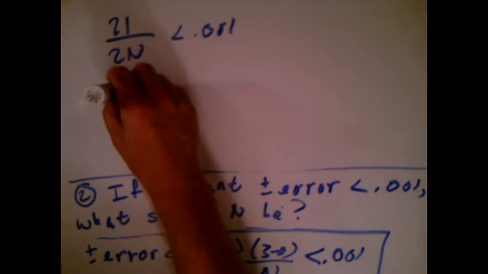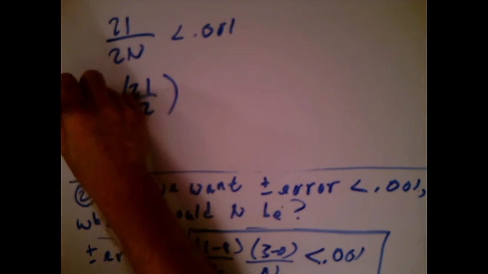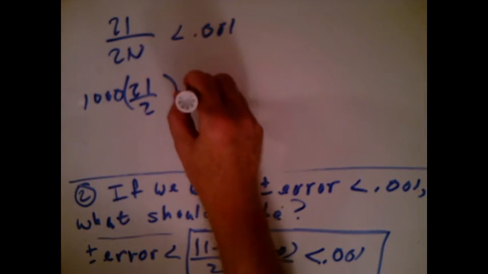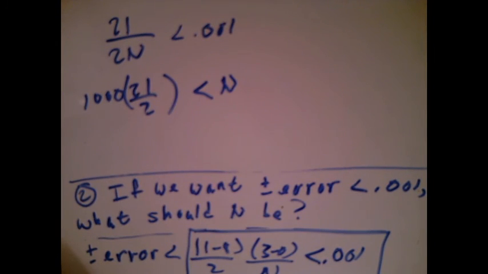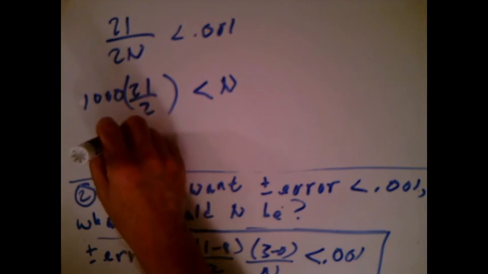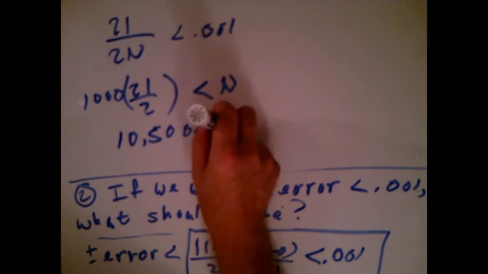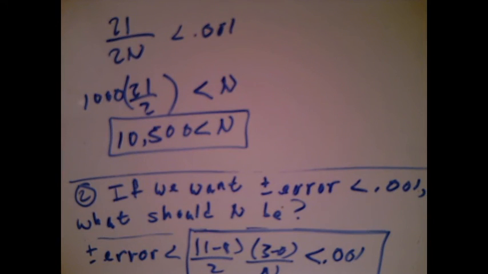I'm going to get 21 halves over here like this. I multiply both sides by 1,000. Now when I multiply the 0.001 by 1,000, it's just 1, so I get this. Ta-da, like that. Yes, so that should be something like 21,000 over 2. I'm going to get 10,500 for n. Now what does that tell us? That says if we want a really good error like 0.001, right, we're going to have at least 10,501 rectangles.